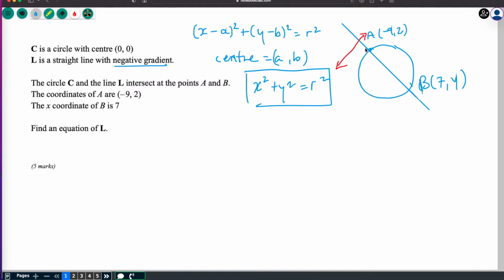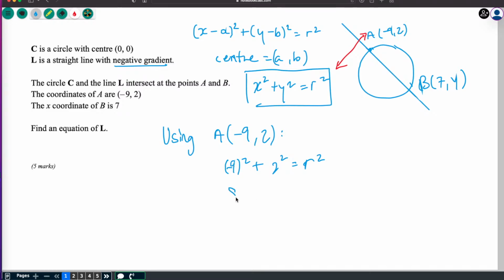So what connection can we make? Well, what am I missing? I want to know the radius of this circle. So the way I can find the radius is to plug this point A into this equation. So I can say using A, which is (-9, 2), (-9) squared plus 2 squared equals r squared. This will tell me what the radius is. Okay, and then I'll have a complete equation of the circle.